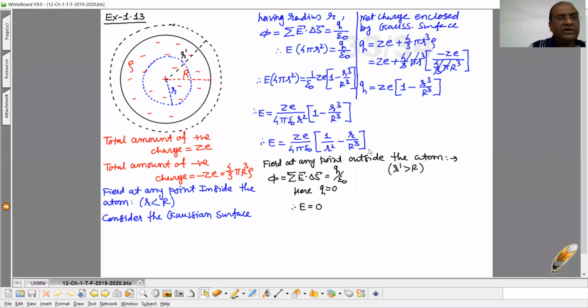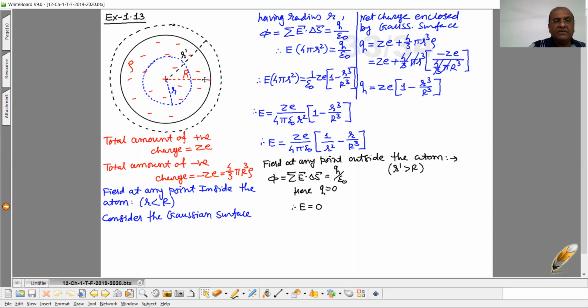Now example 1.13. An early model for an atom considered it to have a positively charged point nucleus of charge Ze, surrounded by a uniform density of negative charge up to a radius capital R. The atom as a whole is neutral. For this model, what is the electric field at a distance r from the nucleus?